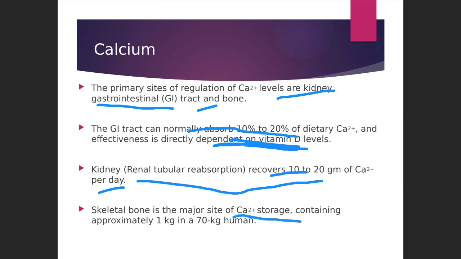The skeleton, the bone, is the major site of calcium storage. So the bones are the major site where calcium is stored, containing approximately 1 kg to 70 kgs in humans.